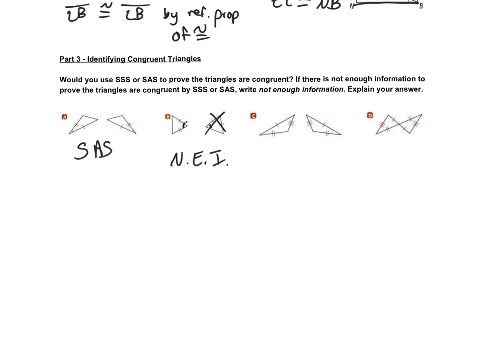In part C, we have 3 pairs of corresponding congruent sides, so these triangles are congruent by side, side, side. And then in D, we have the same thing. We have 3 pairs of congruent corresponding sides. So we have side, side, side. Or if we notice that here we have 2 intersecting lines that form vertical angles, and we know that vertical angles are congruent. So not only is this example side, side, side, but it also could be side, angle, side.